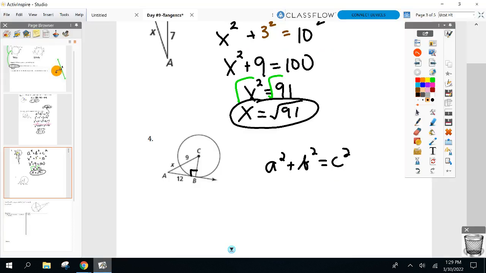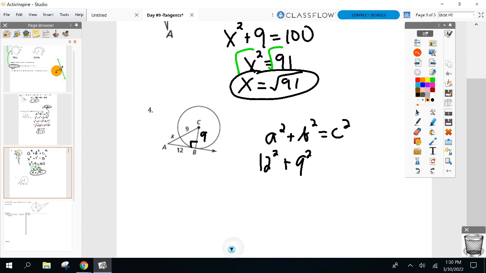What are my two legs here? 12 and 9. Good. Where did the 9 come from? The radii. Yep, all congruent. Now, here's my suggestion. Many of you probably would do this: x plus 9, all squared. And then off to the side, you do x plus 9, x plus 9.